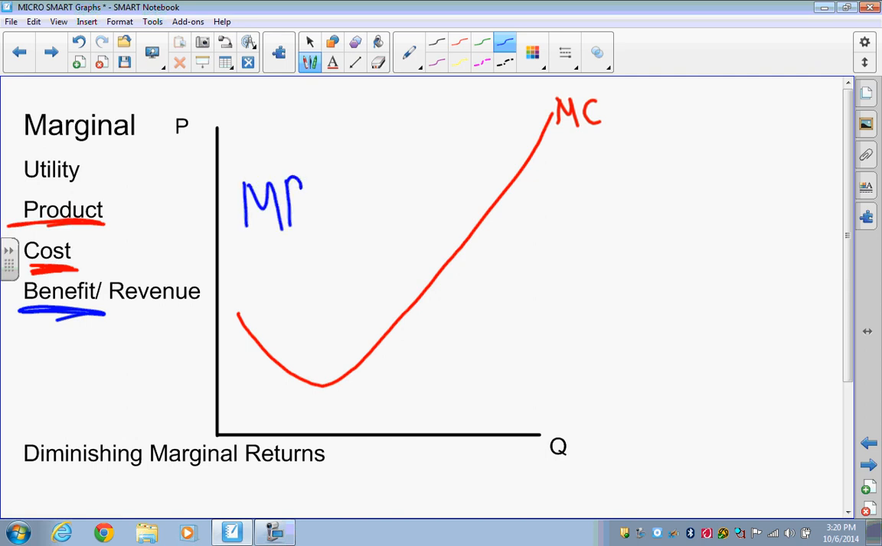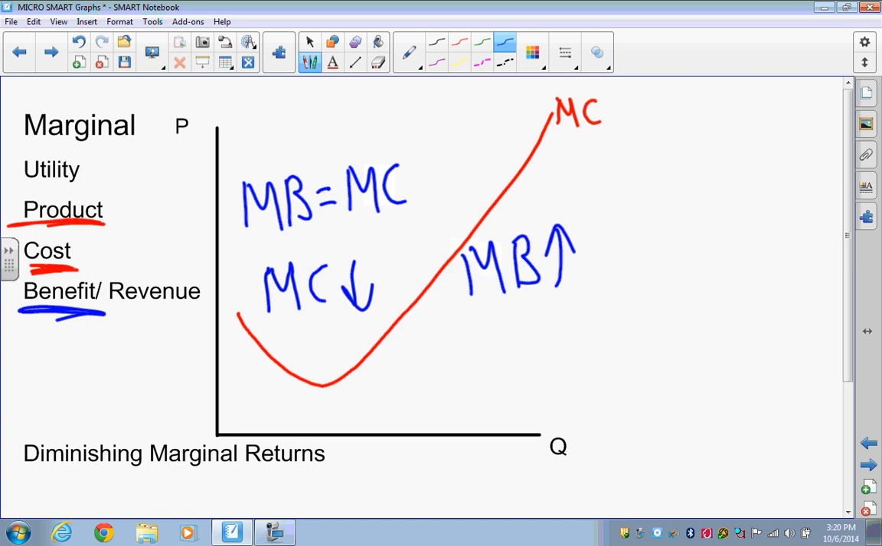Until marginal benefit equals marginal cost. Once we get to there, what are we going to do? Stop producing. So very quickly, let's say our marginal cost is very low, and our marginal benefit is higher than our marginal cost. What do we want to do in here? Keep doing that thing, right?